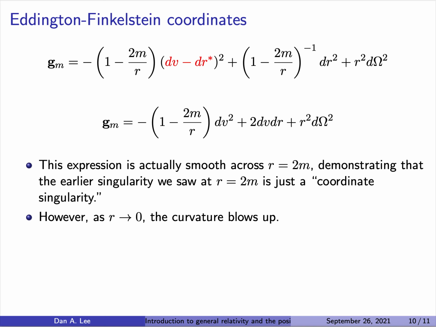However, the same is not true as r goes to 0. As r goes to 0, the curvature actually does blow up. So it's not a matter of which coordinates you use. There's always going to be a problem as r goes to 0. This also shows you that if m is negative, then you also are going to have the same curvature blow-up as r goes to 0.